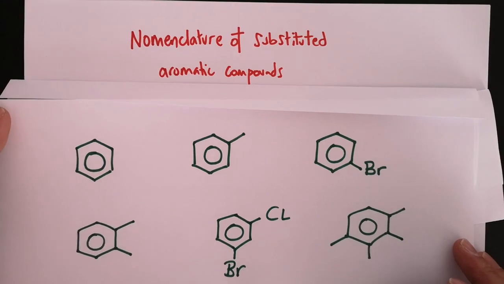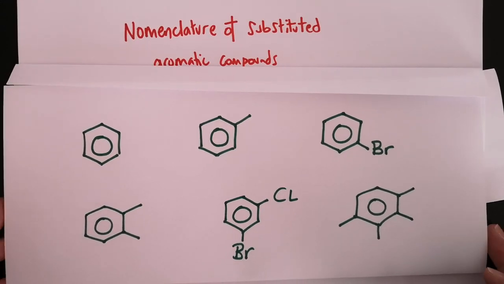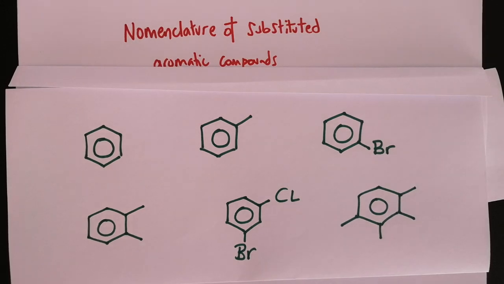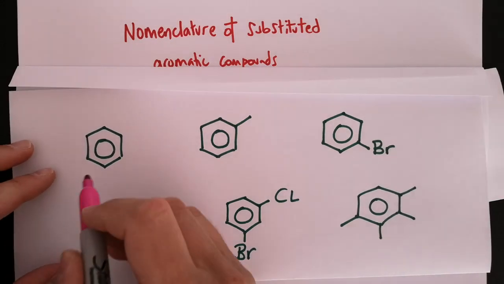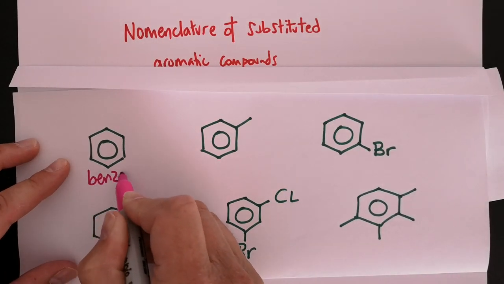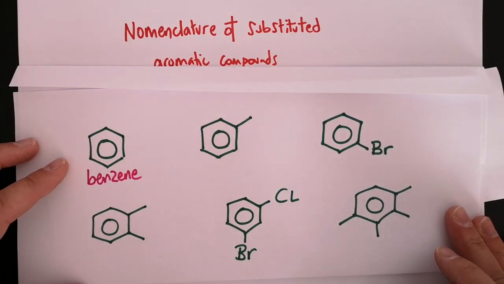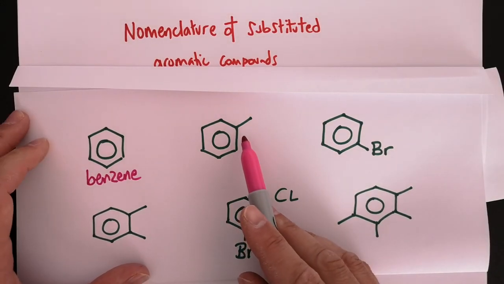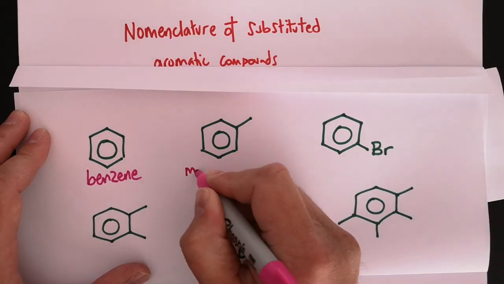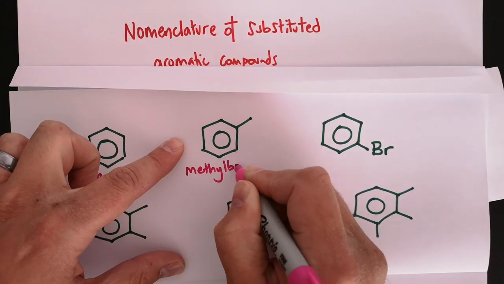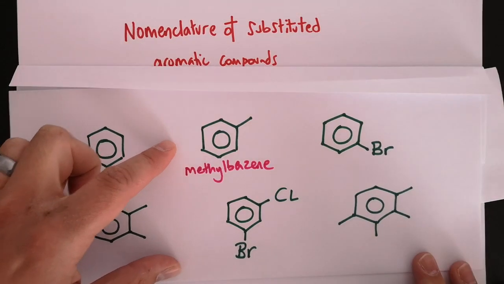Okay, so I have 6 aromatic compounds on the screen for you. I'm going to do a couple of them and then I'm going to ask you to pause the video and try and work out the rest. Okay, so the first one, as we saw in the last video, is just simply benzene. Now what we might have is then something substituted onto that benzene. So here I have a methyl group substituted onto it. So this would be methylbenzene.